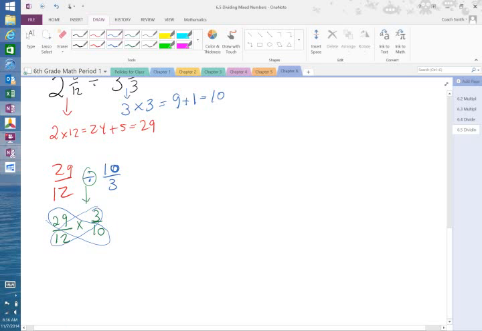Is there any common factor between 3 and 12? What? 4 doesn't go into 3. 3 does. 3 goes into 3 once, and 3 goes into 12 four times, and this is where you're getting your 4 times.